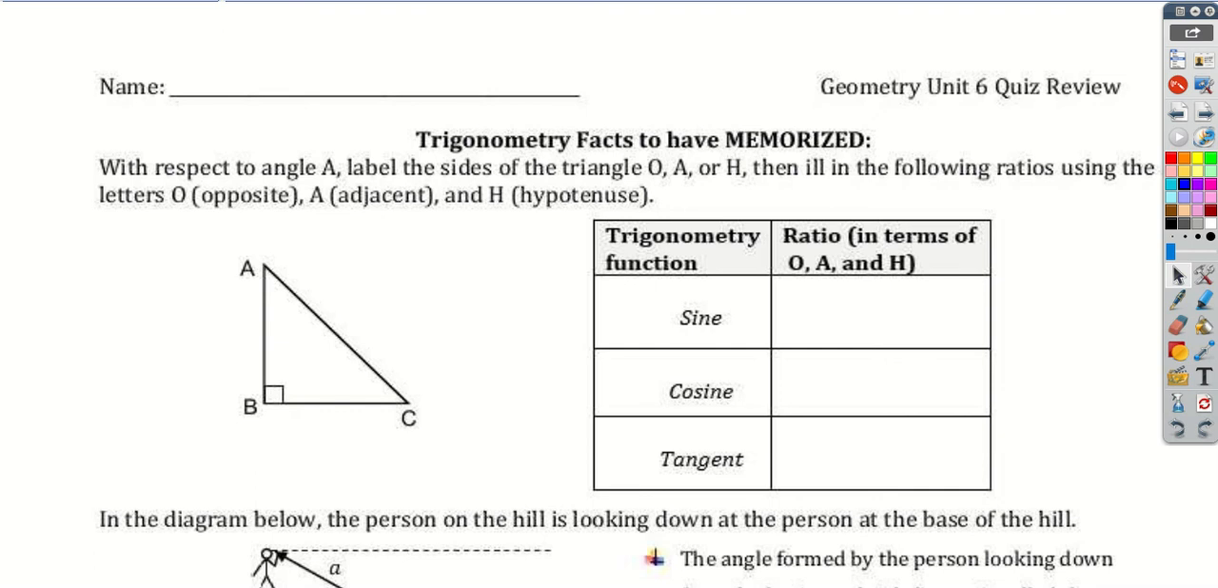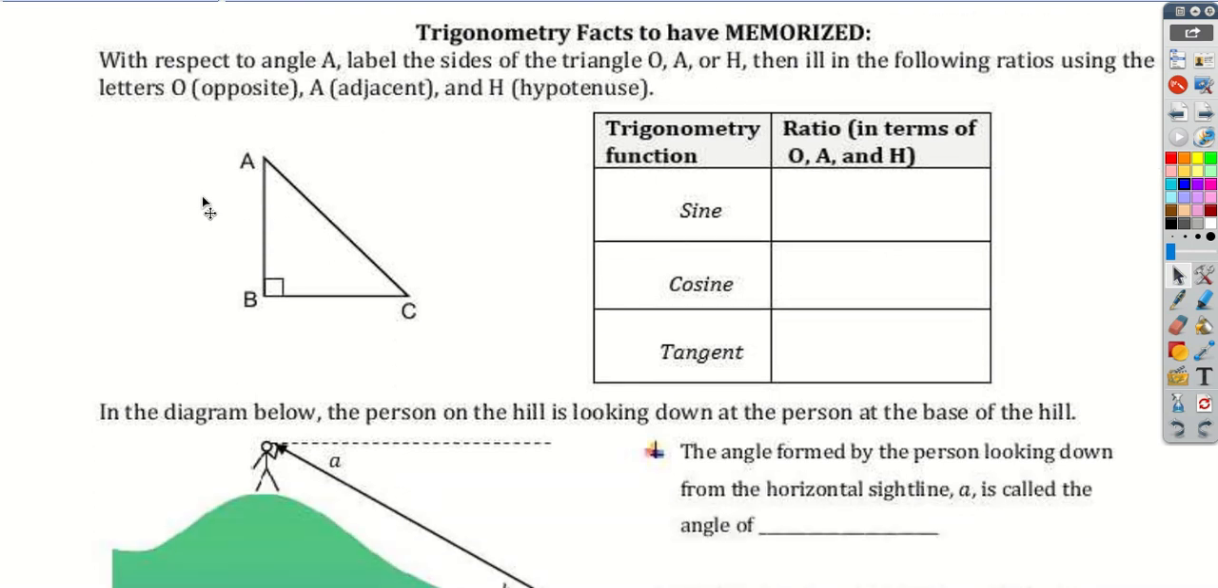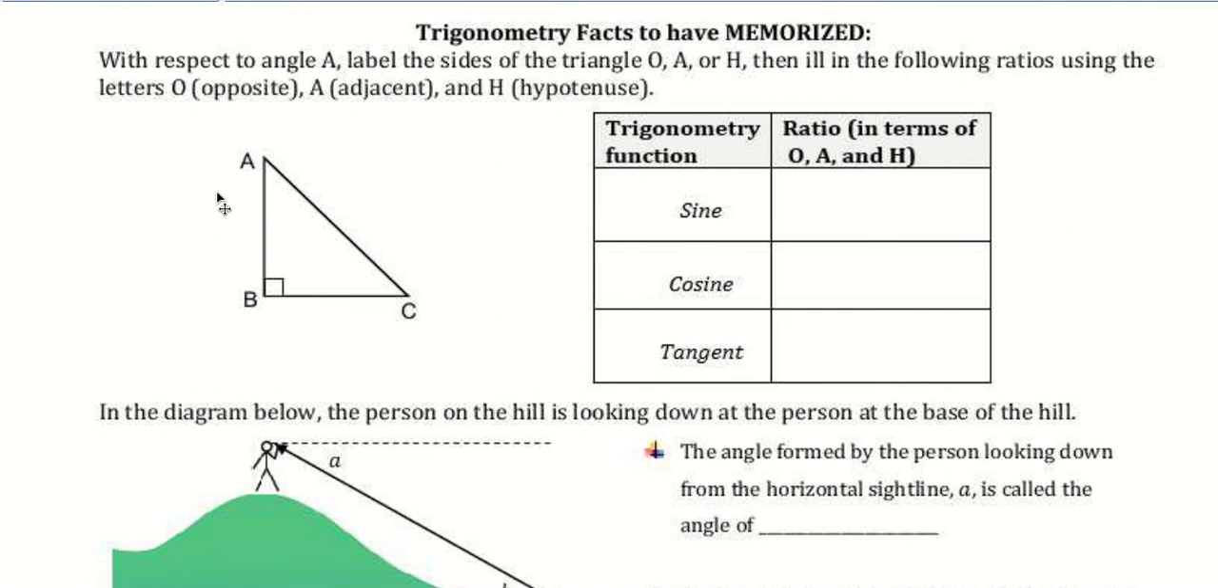All right, so this is the review for our partner quiz tomorrow. Just starting with our trig facts. Remember, first question, with respect to angle A. If we label angle A, we want to label the sides as O, A, and H. The adjacent side is AB. The opposite side would be BC. And then the hypotenuse is AC.